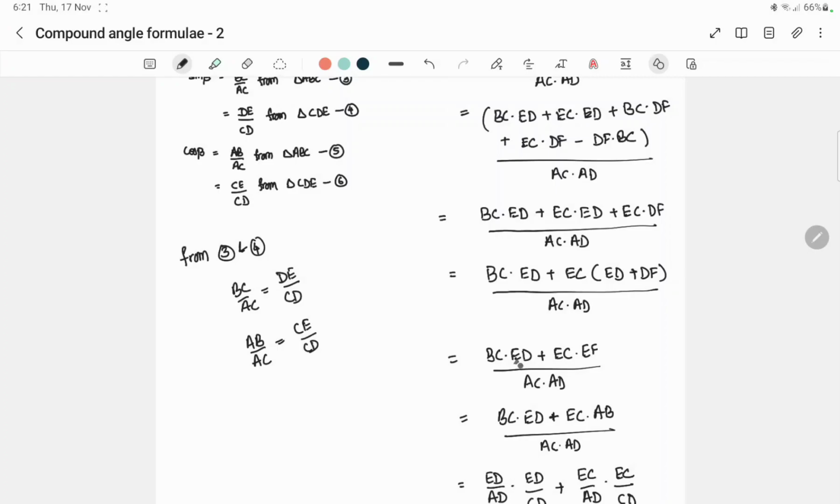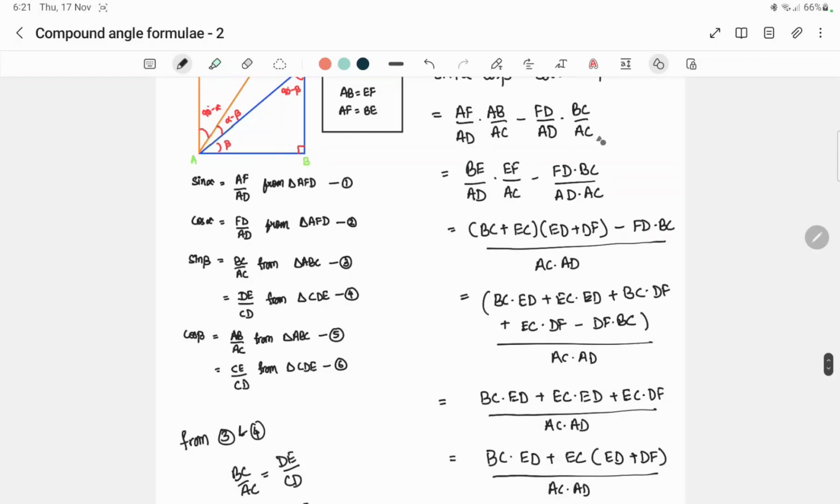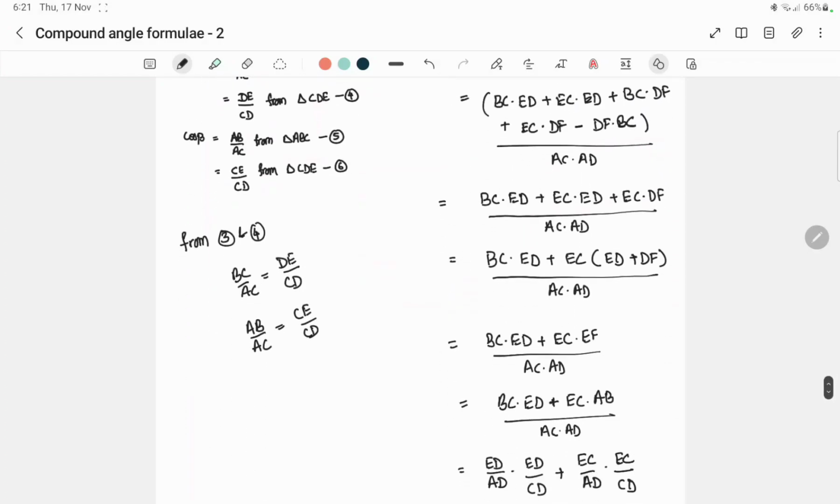Okay, now we have this BC into ED plus EC into EF by AC into AD. Remember that from the previous steps? We have this common denominator, AC into AD, right? Now what can I do with this? Well, pretty much nothing, right? I can do one substitution again. This EF is there, right? This EF is nothing but AB. I'm going to take AB.